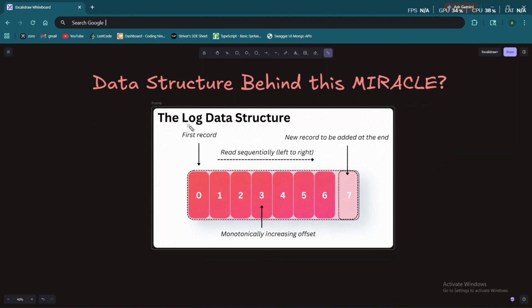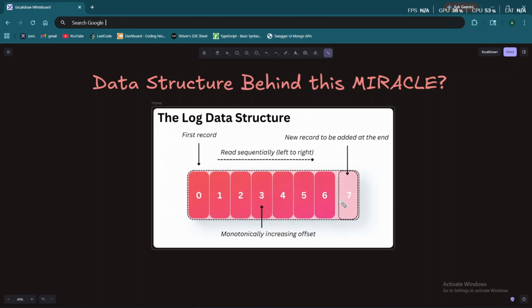This particular log data structure is an append-only data structure where you keep on adding elements one after the other, and you will have a monotonically increasing offset, and it will be read sequentially from left to right. It is something similar to an array, but here there are no individual updates or deletes. You just append the new data.